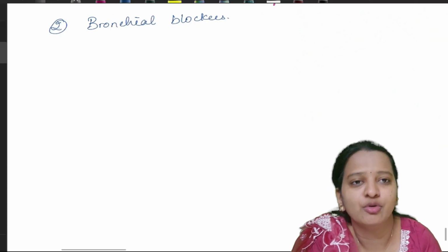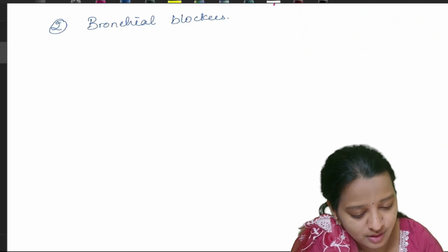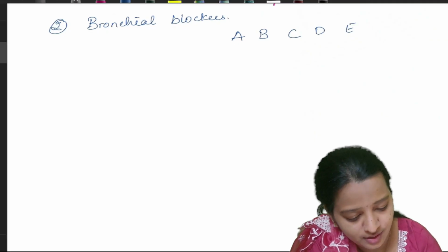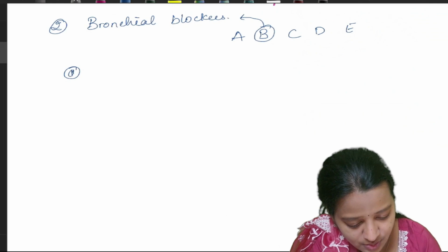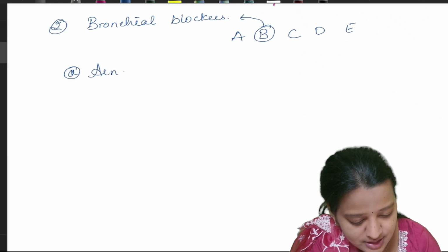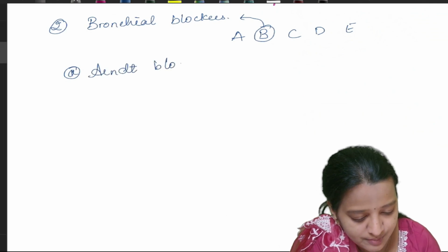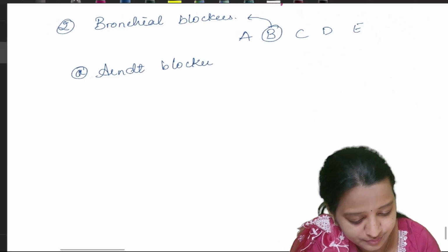Okay, for the bronchial blockers, you have to remember A, B, C, D, E. Okay, first B is for the bronchial blockers. So A is for Arndt blocker. B is for bronchial blocker.